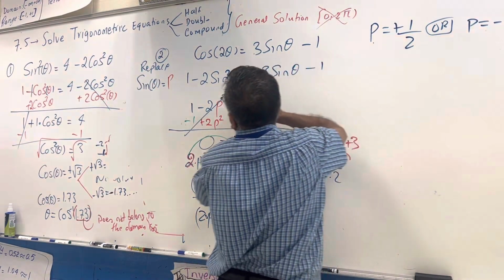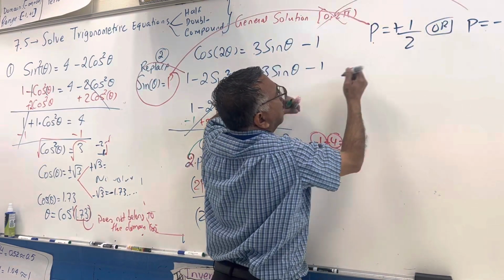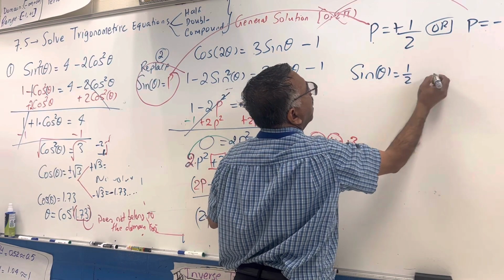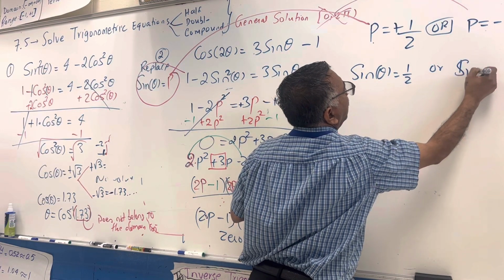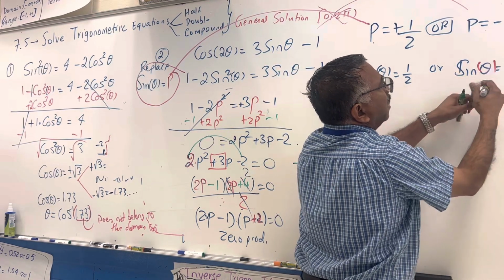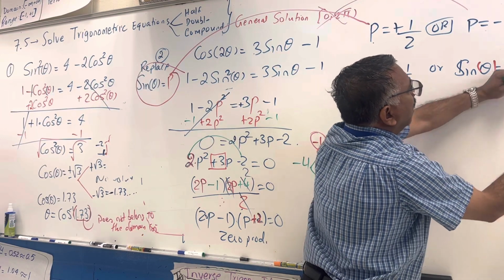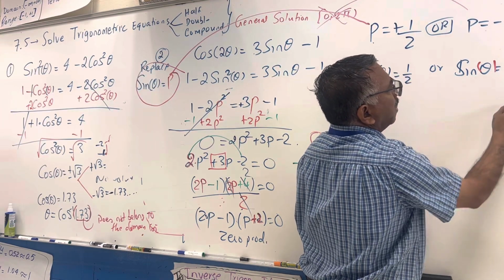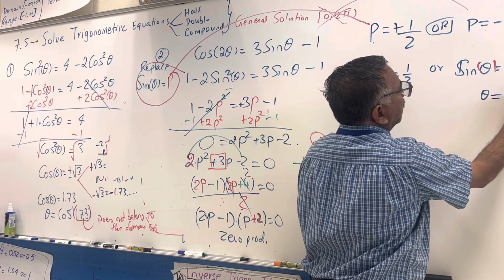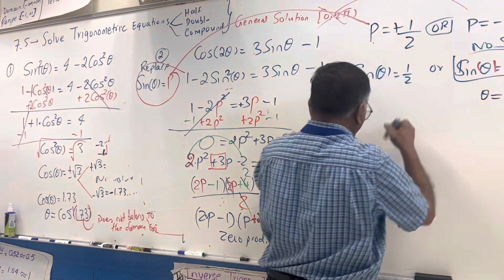Now replace back whatever p stood for, so here you get sine theta is 1/2, or sine theta is minus 2. The moment you see this, you can clearly see you can't have a minus 2. This value is smaller than minus 1, right? So theta does not exist. There's no solution for this.